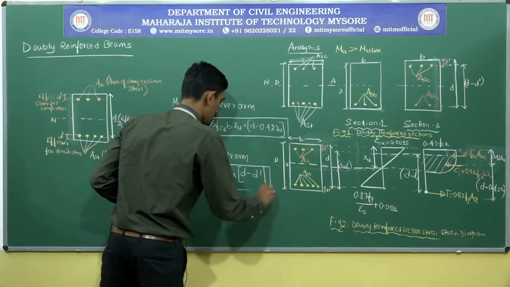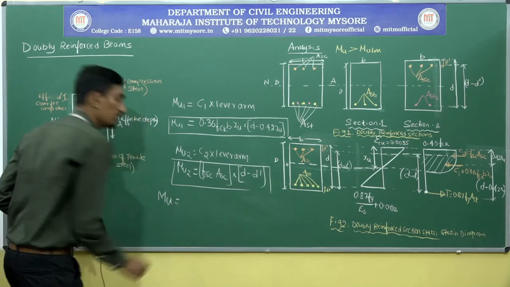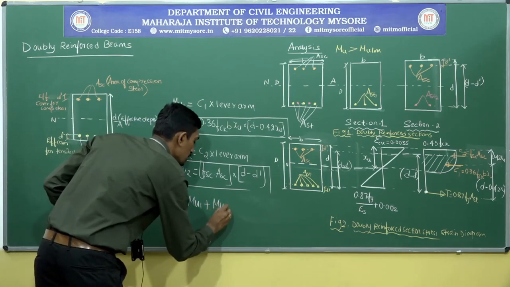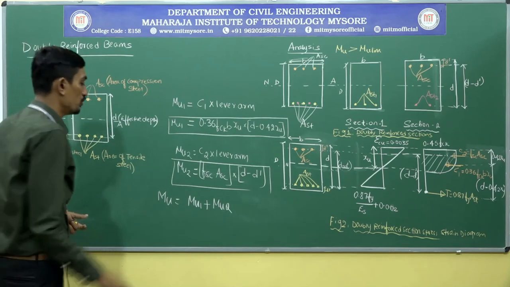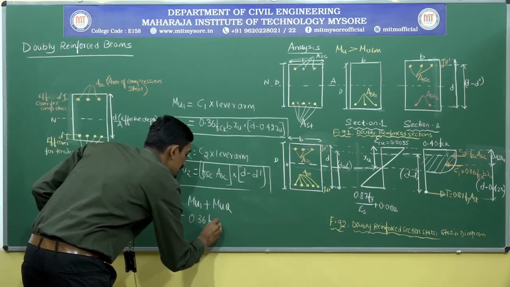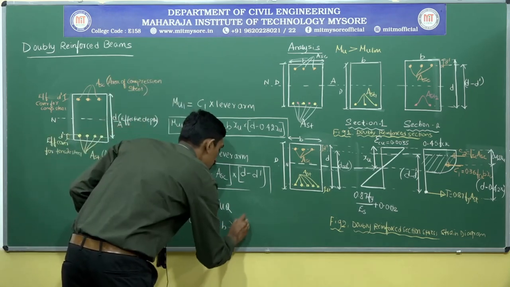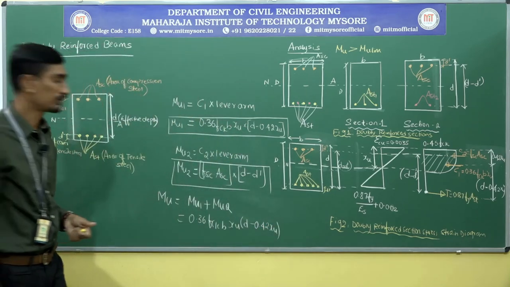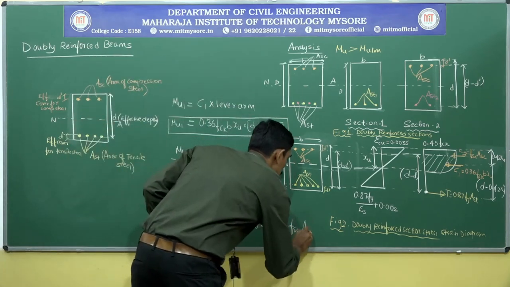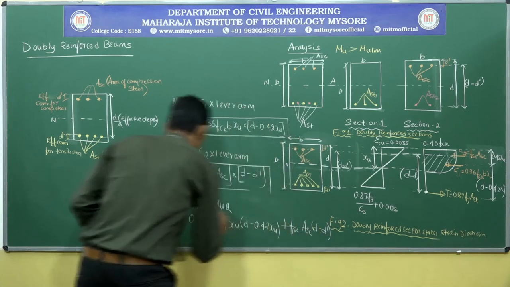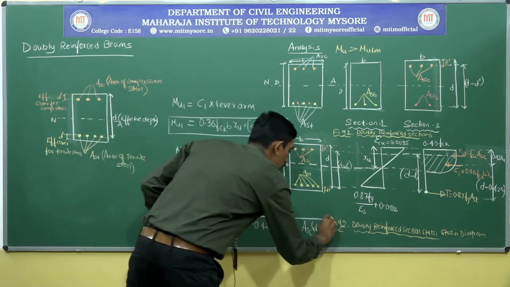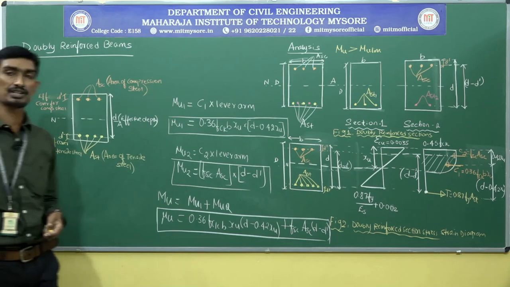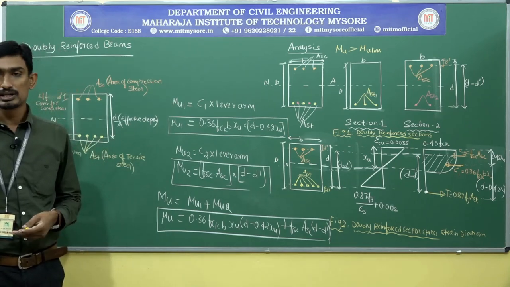Therefore the total ultimate moment of resistance Mu equals Mu1 plus Mu2, which will be 0.36 FCK B into XU into D minus 0.42 XU, plus FSC into ASC into D minus D dash. So this is the formula you are going to use to calculate the ultimate moment of resistance for a doubly reinforced section.